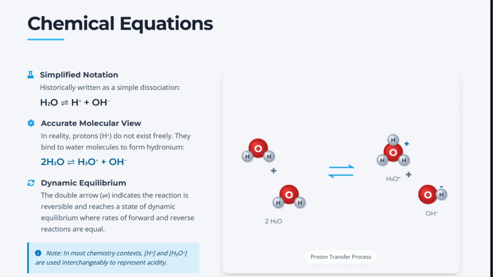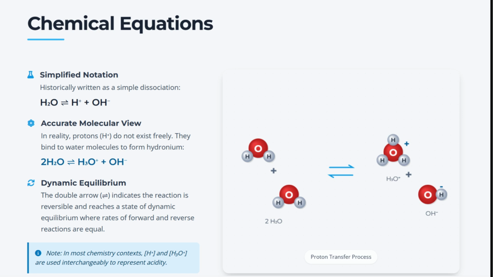This brings us to the idea of dynamic equilibrium. The double arrow indicates the reaction is reversible and reaches a state where the rates of the forward and reverse reactions are equal. It's a constant dynamic dance. A very important note here. In most chemistry contexts, the concentration of H and hydrogen oxide are used interchangeably to represent acidity. So if you see H, just think hydronium ion. The slide also has a heading for proton transfer process, which sets us up perfectly for the next concept.